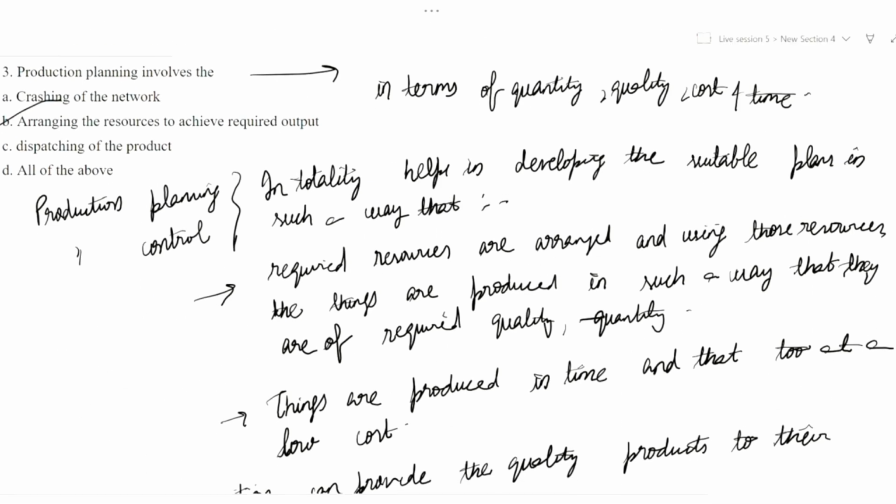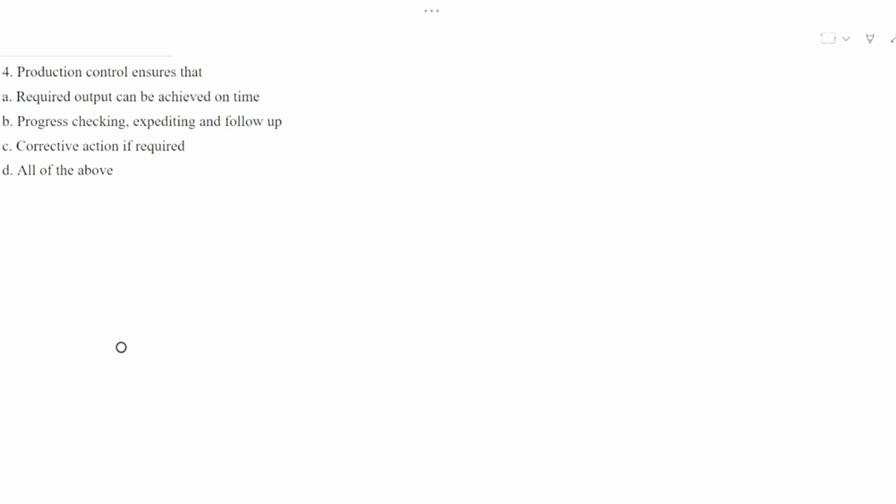Okay. So the next question: production control ensures that, as we know, the correct option is required output can be achieved on time. So production control ensures all of the above.